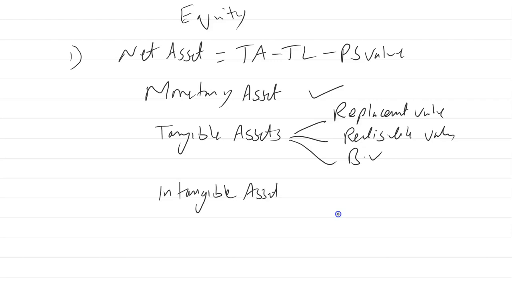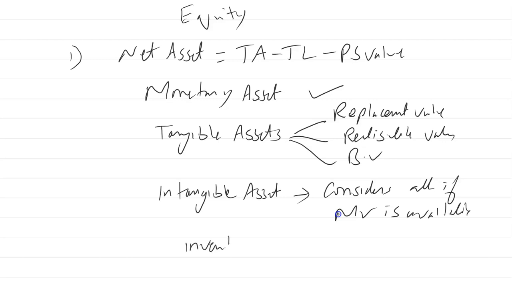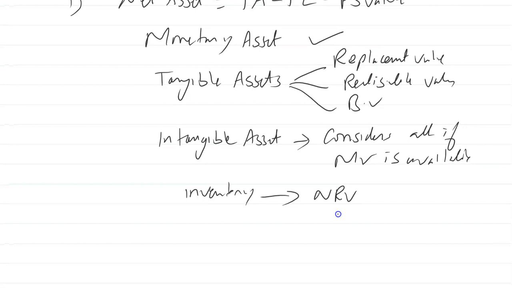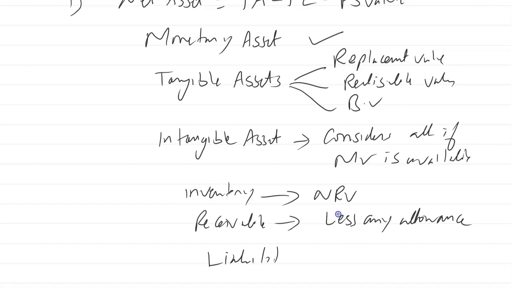What about the intangible asset? Consider all intangible assets if market value is available. Inventory will always be at NRV whether it is higher or lower. Do not follow IAS 2 here. Receivables, less any allowance for doubtful debt. Liabilities will always be at redemption value.